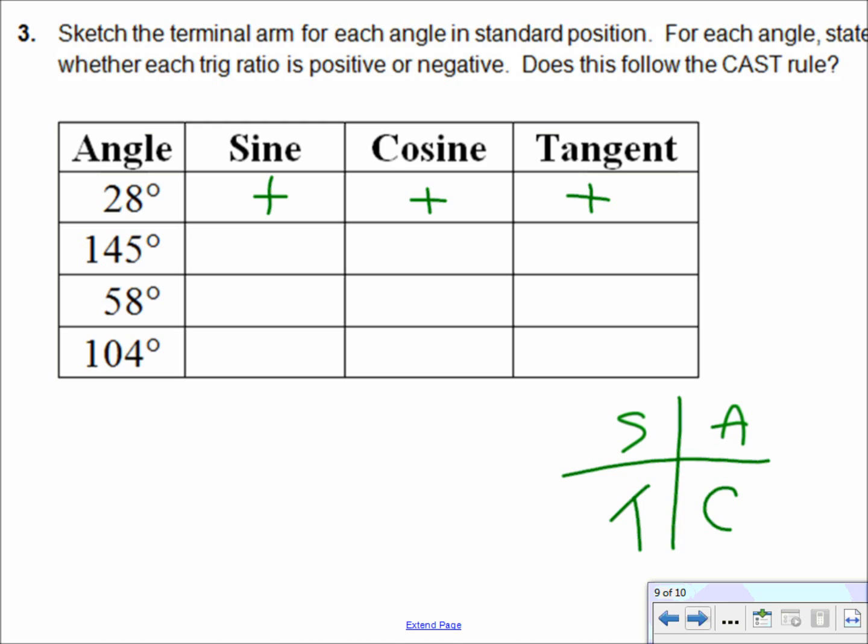140 will be in this quadrant, right? So what's the only one that would be positive? Sine. So sine will be positive, the others will be negative.